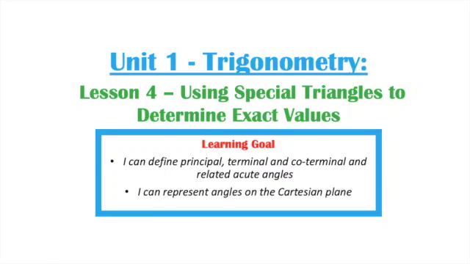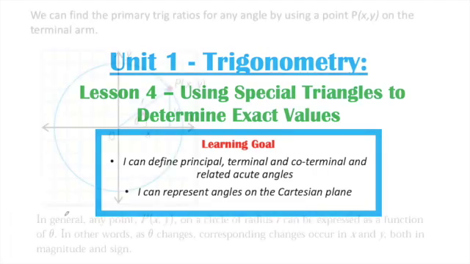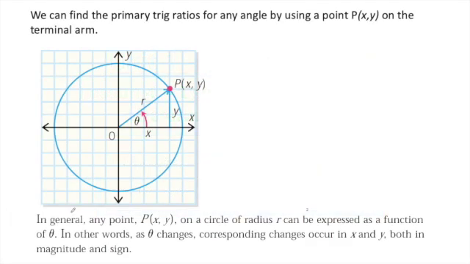Today we will be doing lesson 4, using special triangles to determine exact values. Take a second to read through those learning goals so you're ready to go and you know what you're doing today. So to begin, we're going to look at being able to find our primary trig ratios.